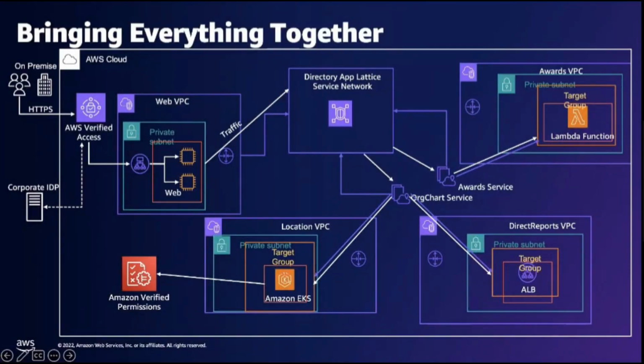Okay, cool. So now putting everything together, this is what we have. This is probably not the best architecture diagram because there's a lot happening here. Apologies for that. But on the human to machine side of things, we have verified access, making it easy for humans to interact with our application in a secure manner, with network and identity controls applied. On the machine to machine side of things, we have VPC Lattice simplifying communication between the different components that we have in our application.